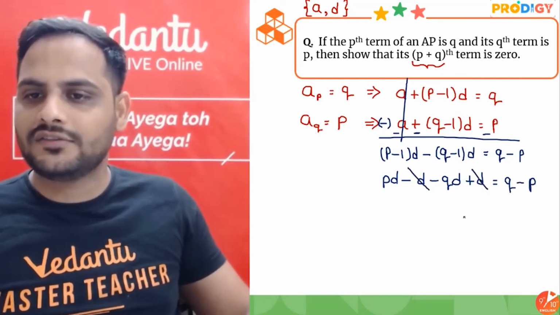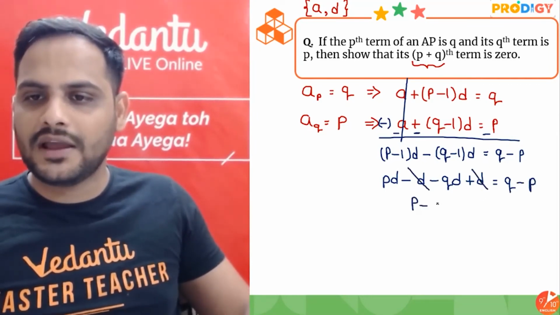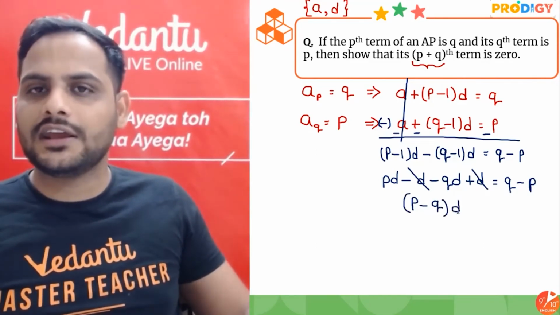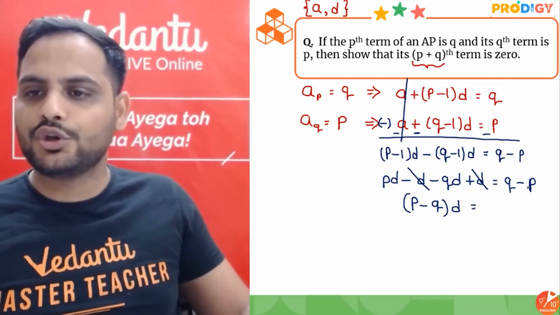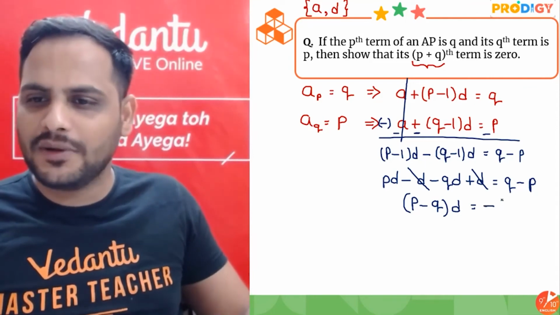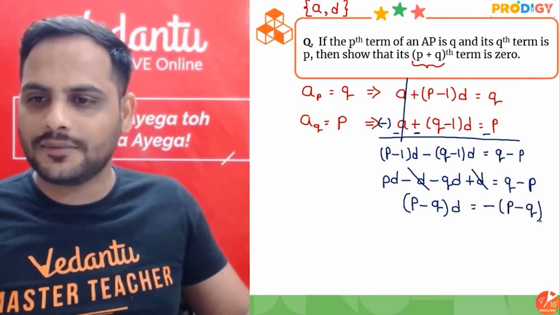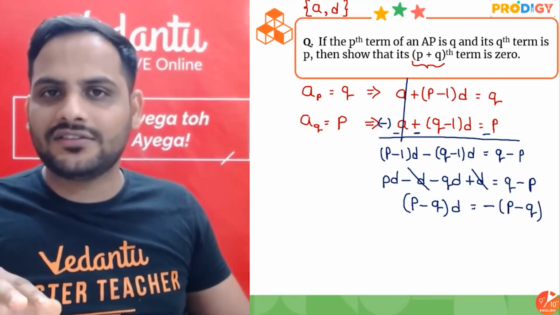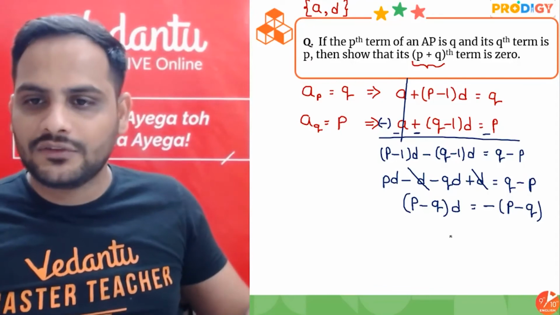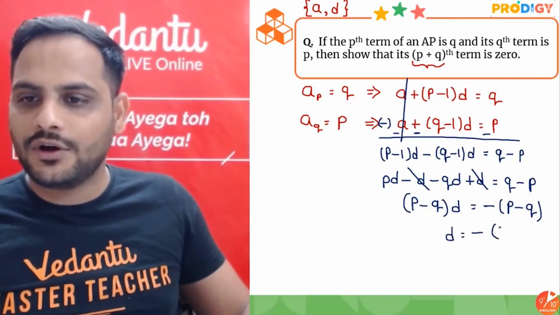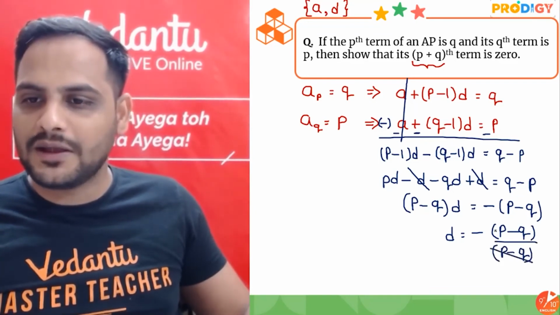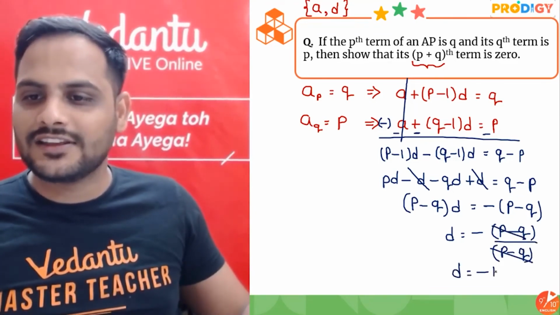Now minus D plus D got cancelled. Here I can say, if I take D common, PD minus QD, (P minus Q) into D is equal to Q minus P. Q minus P, if I take negative common, it will become P minus Q, or not? If I take negative common, the signs will change. Q will become minus Q, minus P will become plus P. So I can clearly say D is minus of (P minus Q) upon (P minus Q). P minus Q and P minus Q got cancelled. D is equal to minus 1.